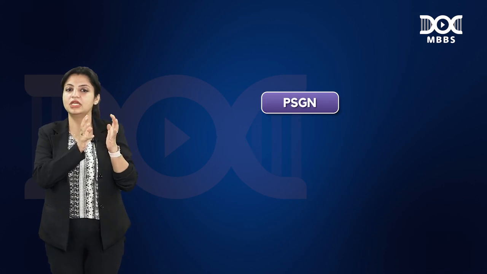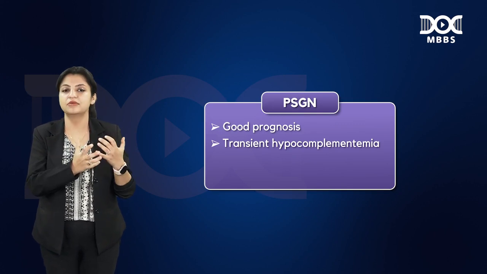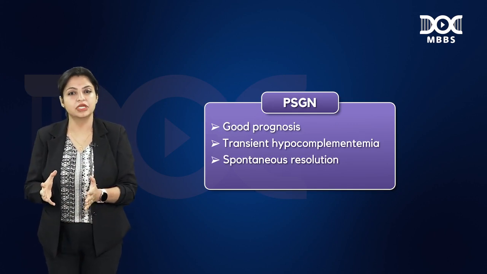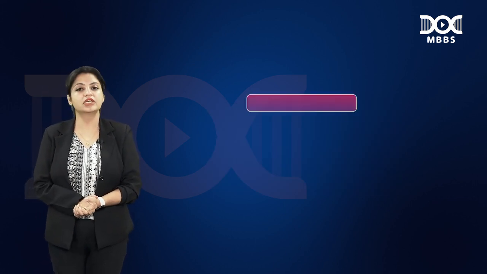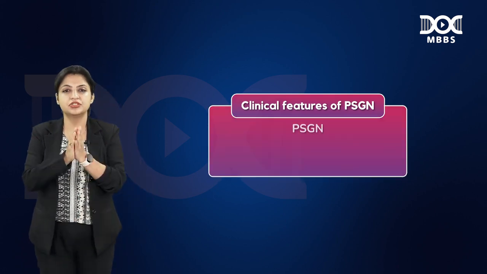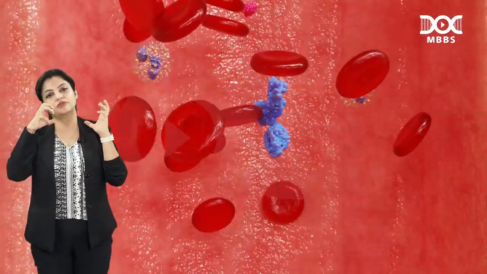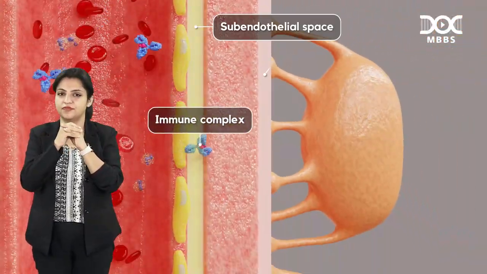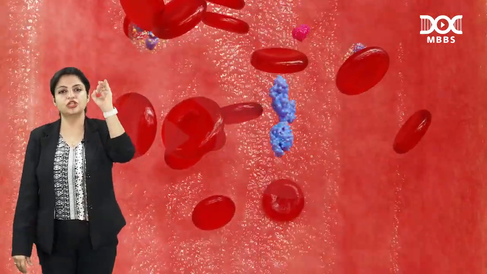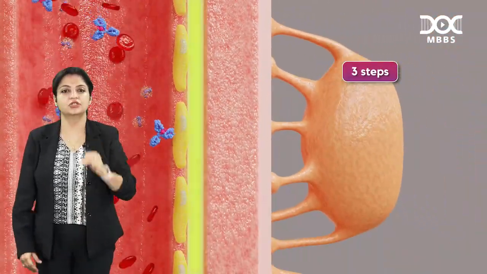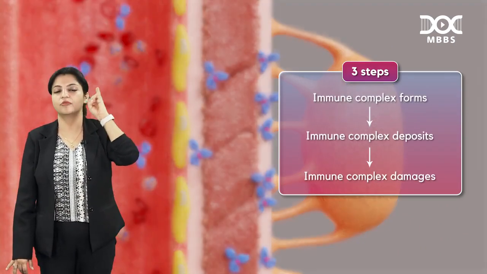So PSGN normally has a very good prognosis. It has a transient hypercomplementemia. Patients cure themselves very soon, but in some group of patients, they can progress into RPGN. Also, remember PSGN is a type 3 hypersensitivity reaction. Bacteria comes from outside, an antigen-antibody complex is formed, it deposits in the kidney and then causes damage. So formation, deposition and damage are the 3 stages in which this disease occurs.